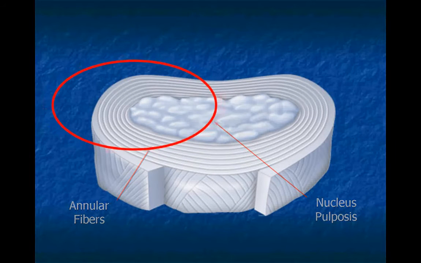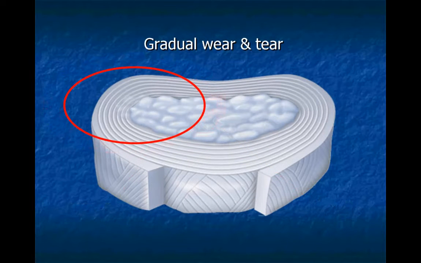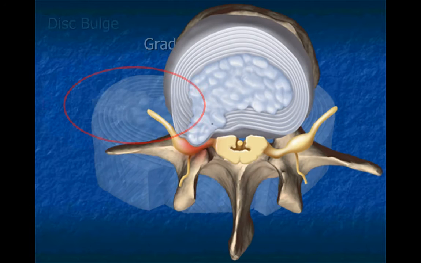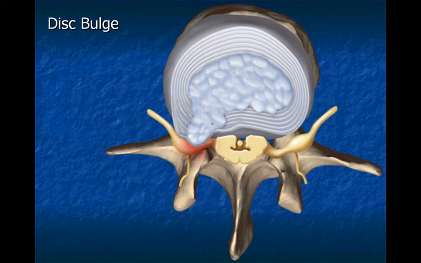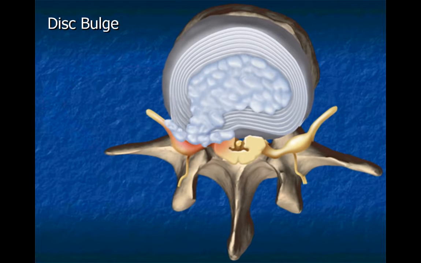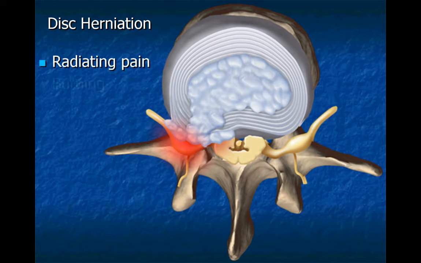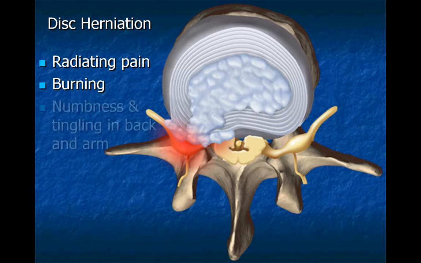Abnormal biomechanics of the vertebrae can cause gradual wear and tear on a disc's annular fibers. As the disc fibers weaken or become injured, a bulge of the disc can develop. In some cases, disc fibers rupture, allowing the nucleus pulposus material to protrude, creating a disc herniation. This protruding disc material can press on a nerve root, which can result in radiating pain, burning, numbness, and tingling in the upper back and down the arm.